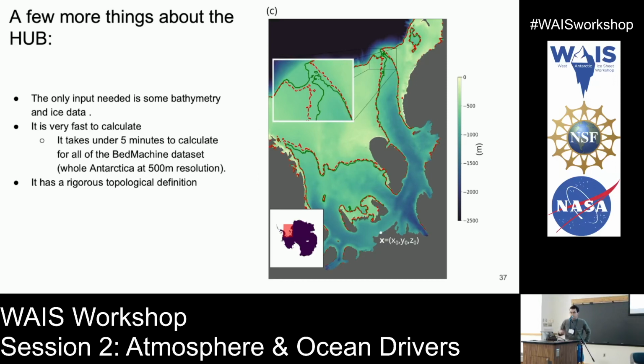And so the nice thing about the hub is all you need to calculate it is some bathymetry, and you need to know where the ice is so you can mask that out, as I've done here. It's really fast to calculate. It takes under 5 minutes to calculate for all of BedMachine 2. And it has a rigorous topological definition. So like mathematically, we know what we're dealing with.